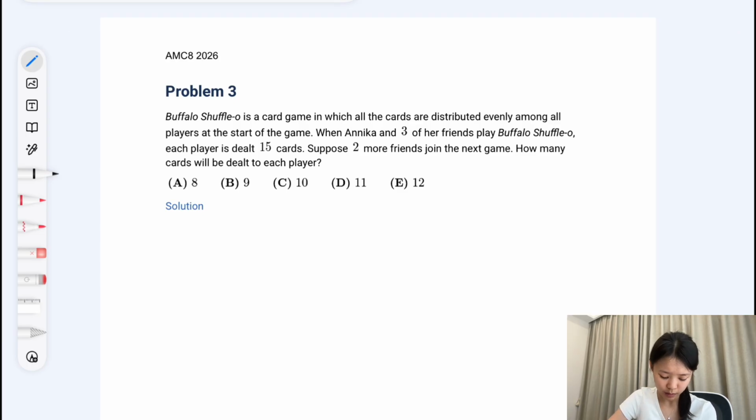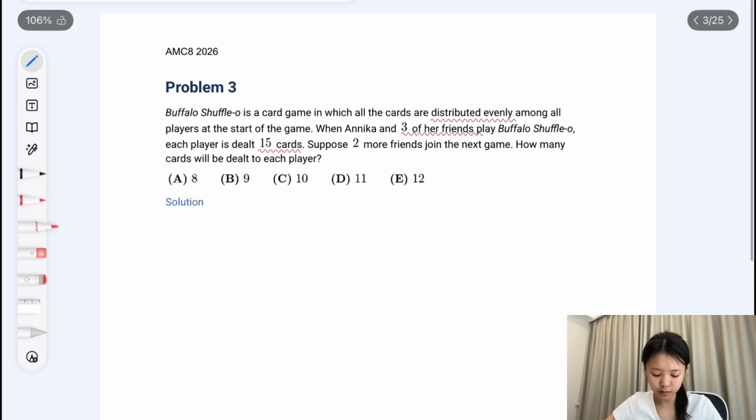Problem 3. Buffalo Shuffle is a card game in which all the cards are distributed evenly among all players at the start of the game. When Annika and her 3 other friends play Buffalo Shuffle, each player is dealt 15 cards. Suppose 2 more friends join the game, how many cards will be dealt to each player?